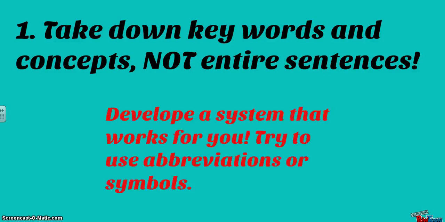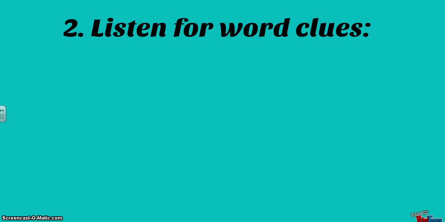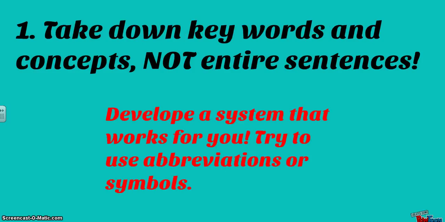The first thing that you want to do is take down keywords and concepts, not entire sentences. It's going to take you too long to write things down. Develop some kind of system that's going to work for you. This can include abbreviations or symbols, and maybe you want to write down a key somewhere, whether it be in the very back of your composition notebook or somewhere on the side, that's going to make sense to you. It doesn't have to be the same as your friend or your teammate in your group, but just make sure it's something that makes sense to you so you can look back and be like, oh, okay, I remember what this is.